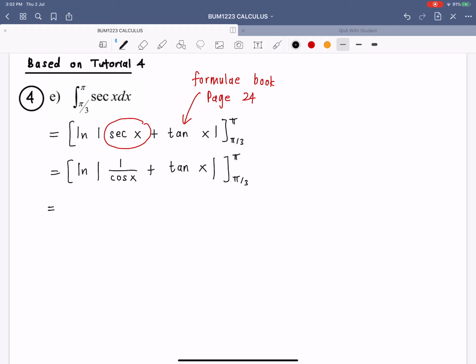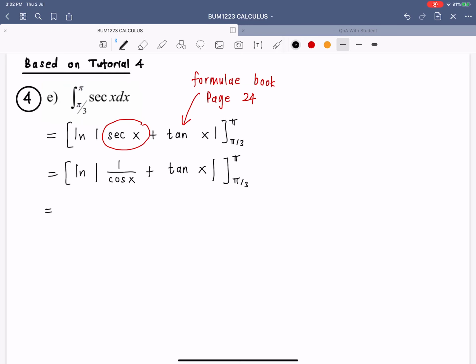So now we can substitute x equals to pi. Therefore, ln modulus 1 over cos pi plus tangent pi, minus ln modulus 1 over cos pi over 3 plus tangent pi over 3.